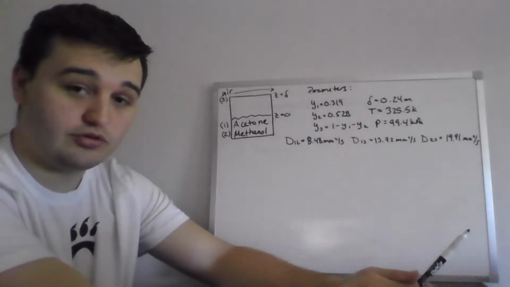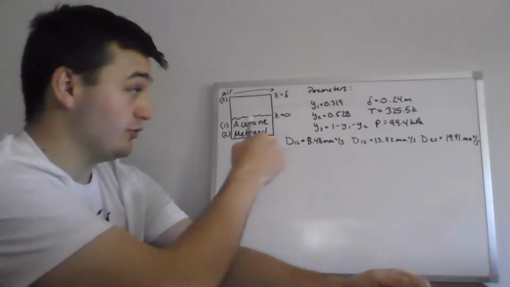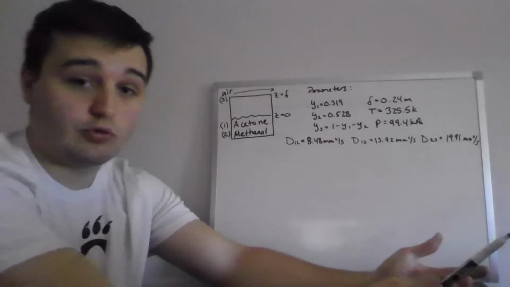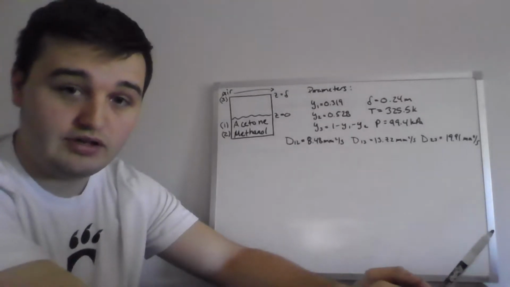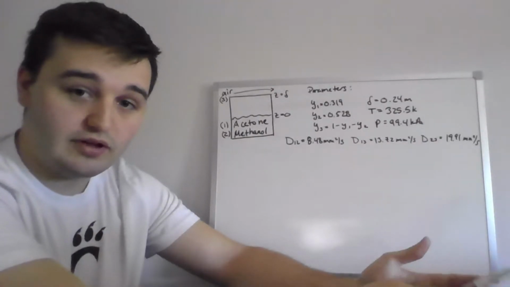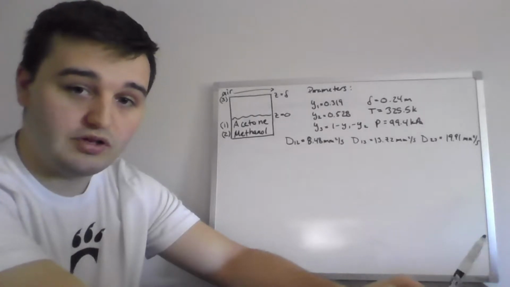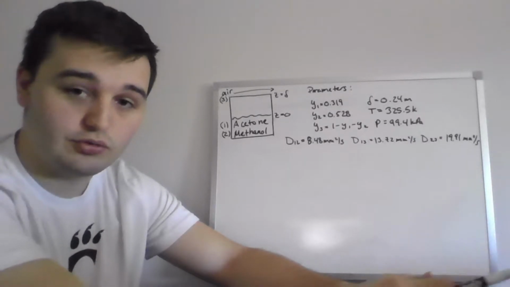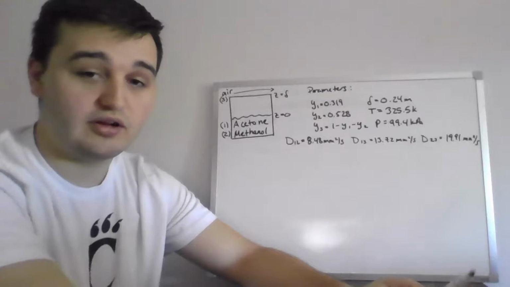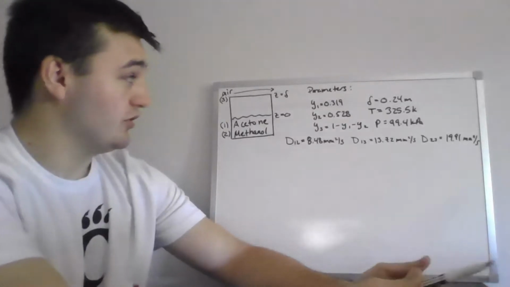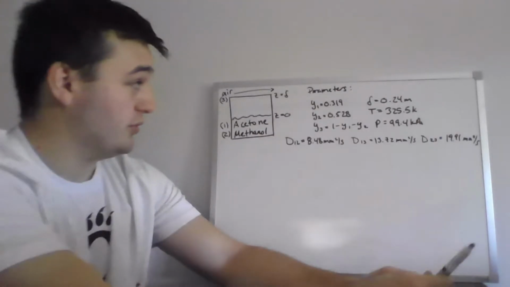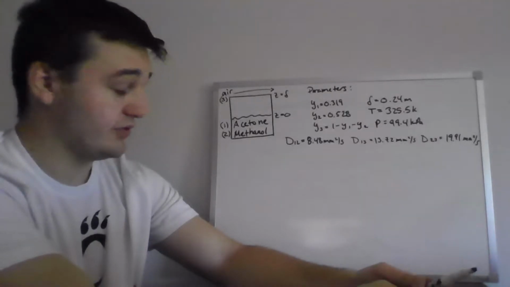So some given parameters that we have in this problem are at the surface, the mole fraction of acetone is 0.319, the mole fraction of methanol is 0.528, and the mole fraction of air is 1 minus the sum of those two components. We're also given that delta is 0.24 meters, the temperature is 325.5 Kelvin, and the pressure in this tube is 99.4 kilopascals. Now we're looking for the molar fluxes of acetone and methanol as they diffuse from 0 to delta. So we're given some more.